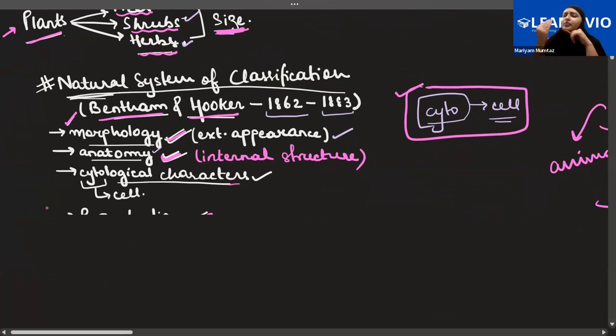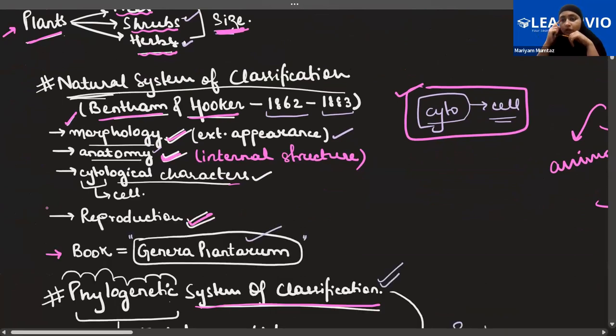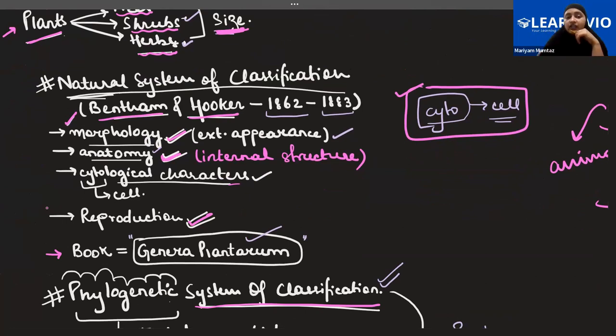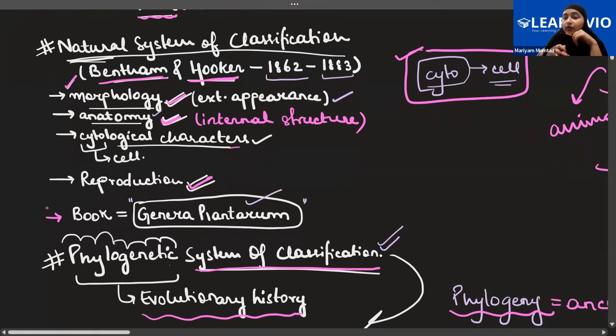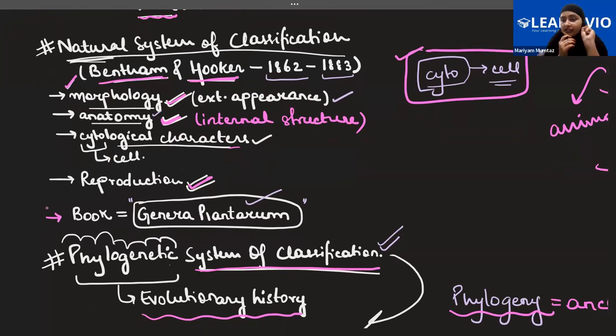Now a little more advancement came and people thought a little more. So this natural system of classification was given by Bentham and Hooker, two people, from the year 1862 to 1883. Now see, these are all the characters that they took into consideration. Just like how Aristotle just went with morphological character, the external appearance. In this case, they also took morphology, the external appearance, into consideration.